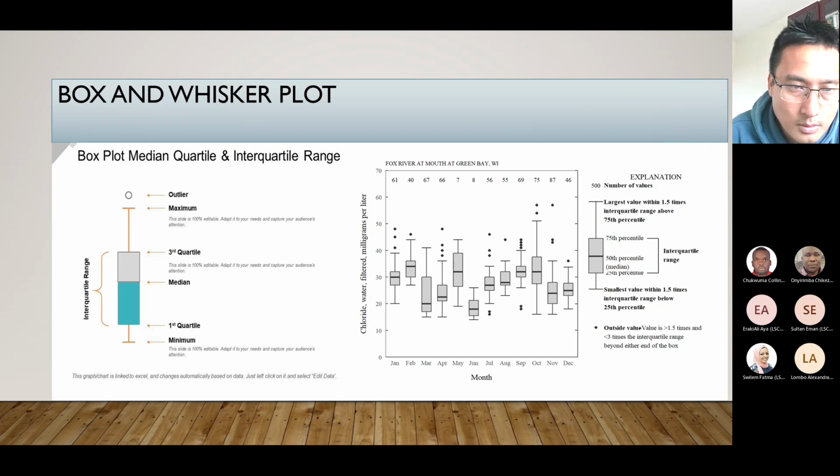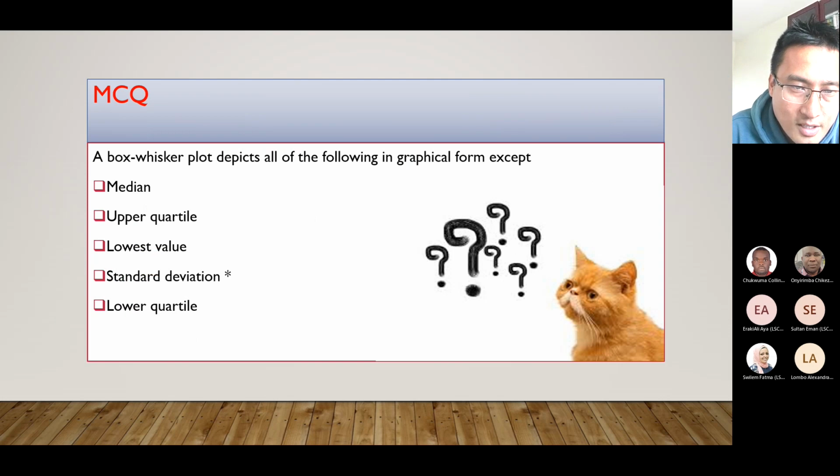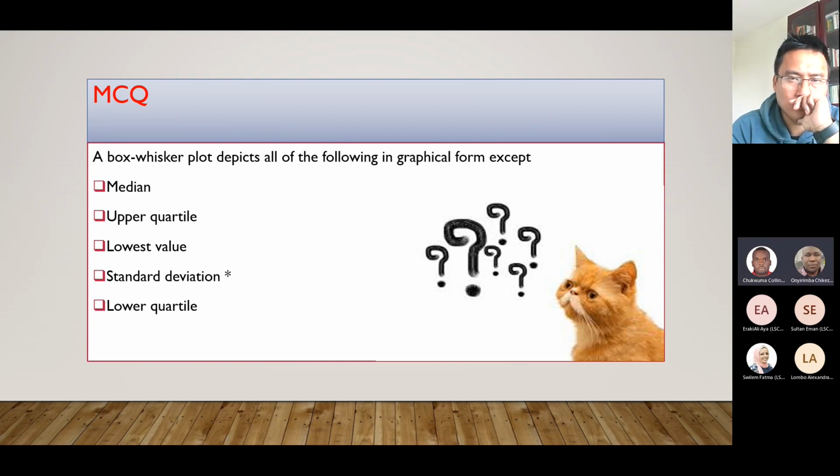So let's move to the next one. The box and whisker plot depicts all of the following graphical forms except which is not in the box and whisker. Standard deviation. Is standard deviation a central tendency or a measure of dispersion? Dispersion. What's the formula for standard deviation? Square root of variance. Variance, okay.